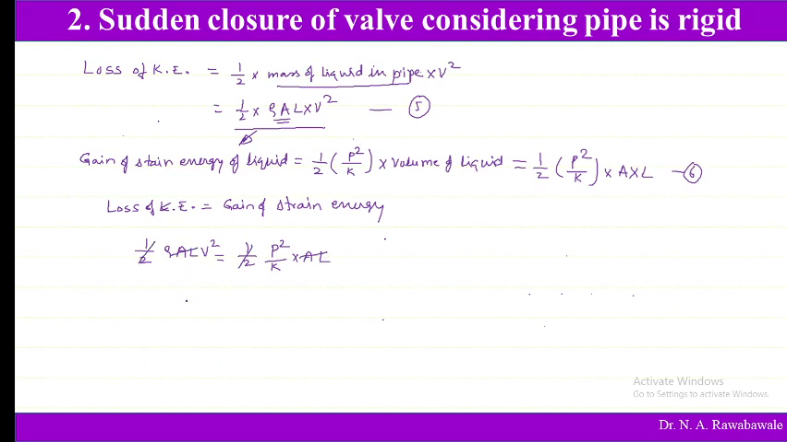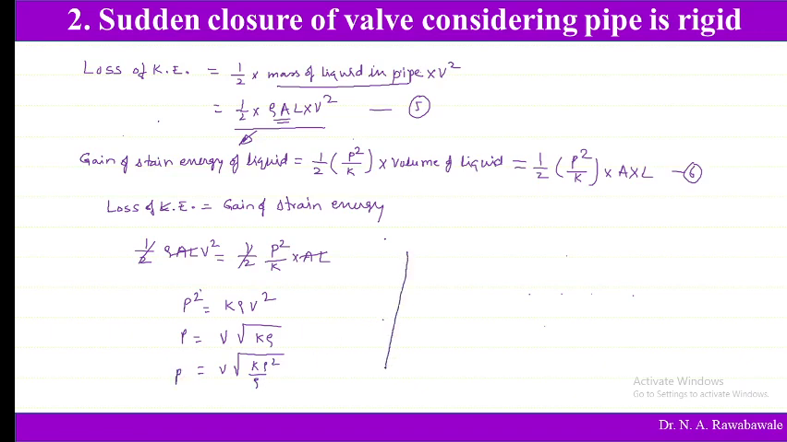So now we can write this as P square is equal to K rho V square, or we can write this as P is equal to V into square root of K rho. Taking square root on both sides, on the left hand side the square root and square get cancelled, whereas on the right hand side we get V into square root of K into rho. So multiplying and dividing by rho in this bracket, we get K rho square divided by rho.